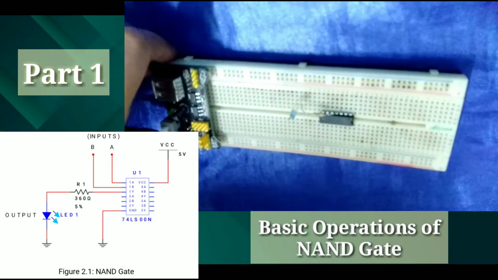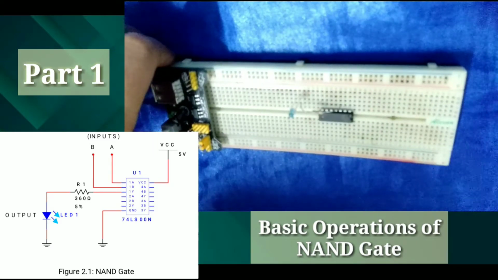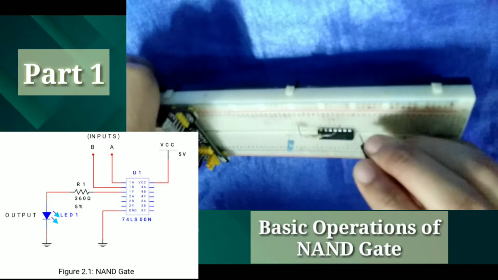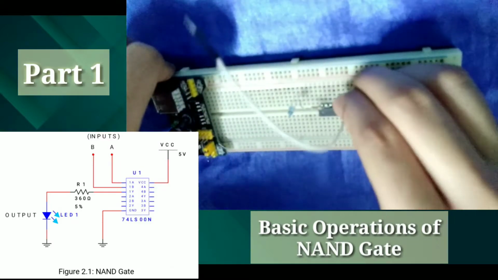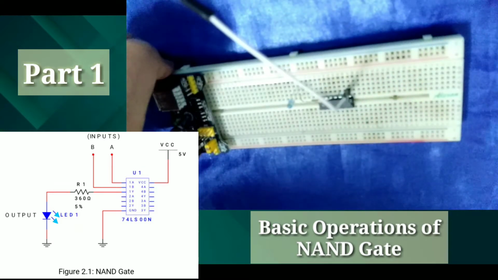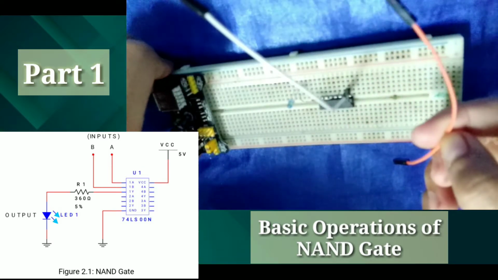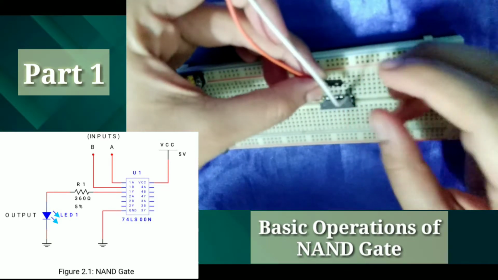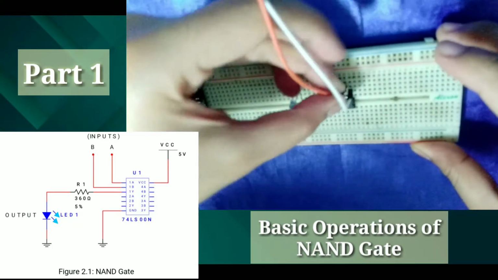And then we'll be putting our inputs. The A input will be your white connecting wire. This will be connected to the first pin of your IC. And then the second input will be the orange wire. This will be our B input, connected to the second pin of our IC.